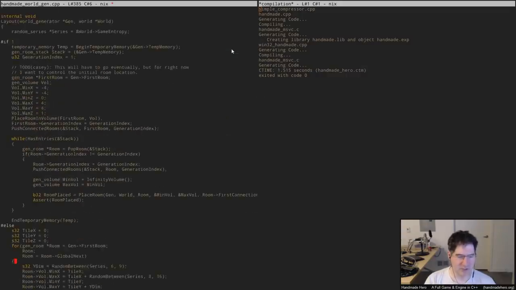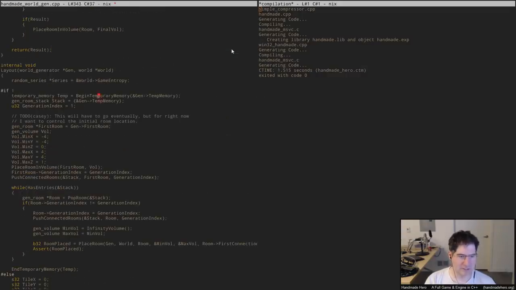Let me just fix one slight problem here, which is the initial room placement should actually look more like, let's say, that. Because it'd be -4, -3, -2, -1 are the first four, 0, 1, 2, 3 are the next four. And that's what it should be set to. So assuming we look at that, oops.